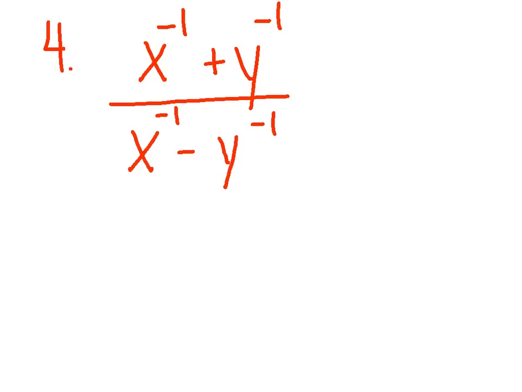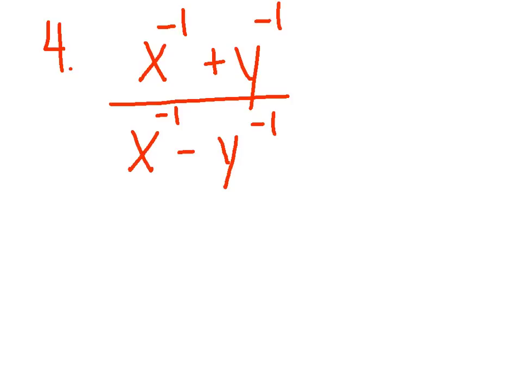All right, let's try another one. And boy, can these start to look ugly. X to the negative 1 plus y to the negative 1 over x to the negative 1 minus y to the negative 1. So one more time, let me just remind you, you cannot cancel these because we're adding, and you can only cancel when you're multiplying.